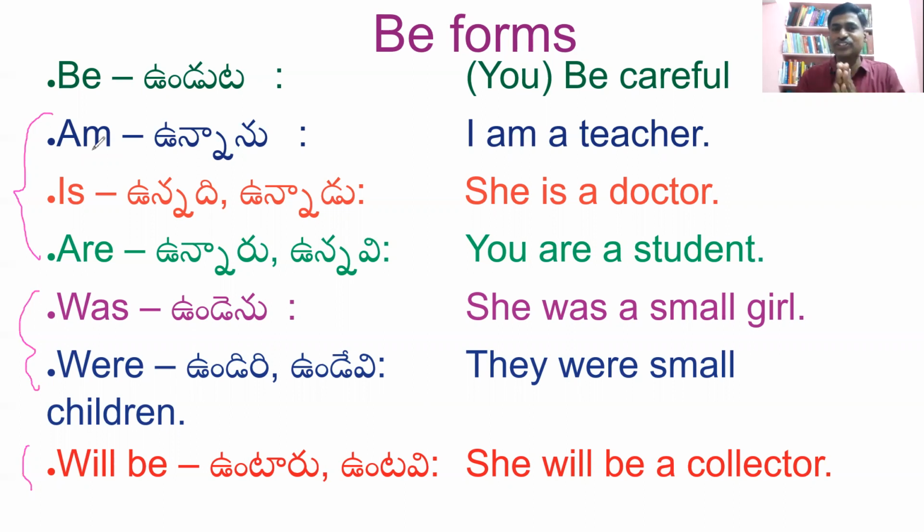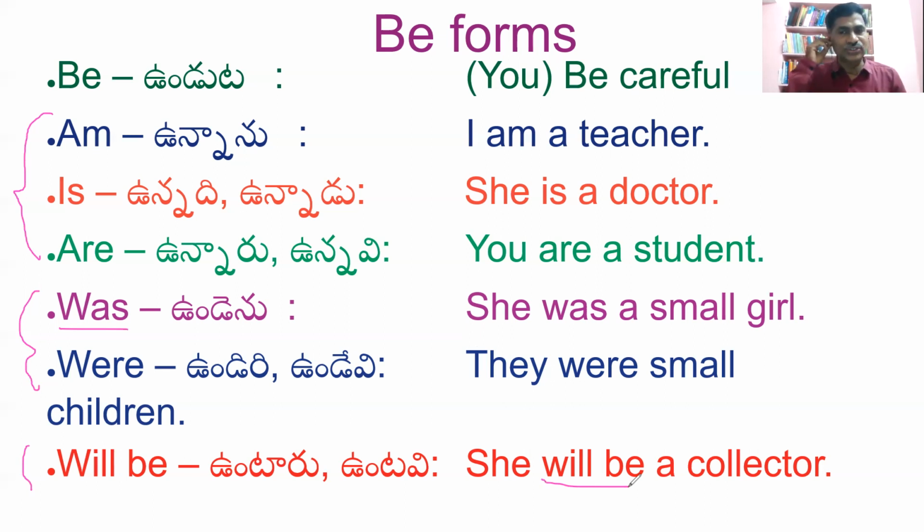Okay, she is the doctor, ఆమె డాక్టర్ అయి ఉన్నది. He is రవి, ఇతను రవి అయి ఉన్నాడు. He is a teacher, టీచర్ అయి ఉన్నాడు. ఆర్ ఉన్నారు. You are a student, మీరు స్టూడెంట్ అయి ఉన్నారు. She was ఉండెను. She was a small girl. Okay, were ఉండిరి. They were small children, వాళ్ళు చిన్న పిల్లలు అయి ఉండిరి. Will be అంటే ఉంటారు. Okay, she will be a collector, ఆమె కలెక్టర్ అయి ఉండును ఆ టైం నాటి. So these are all present B form, past B form, future B form. So proper B form we have to use.